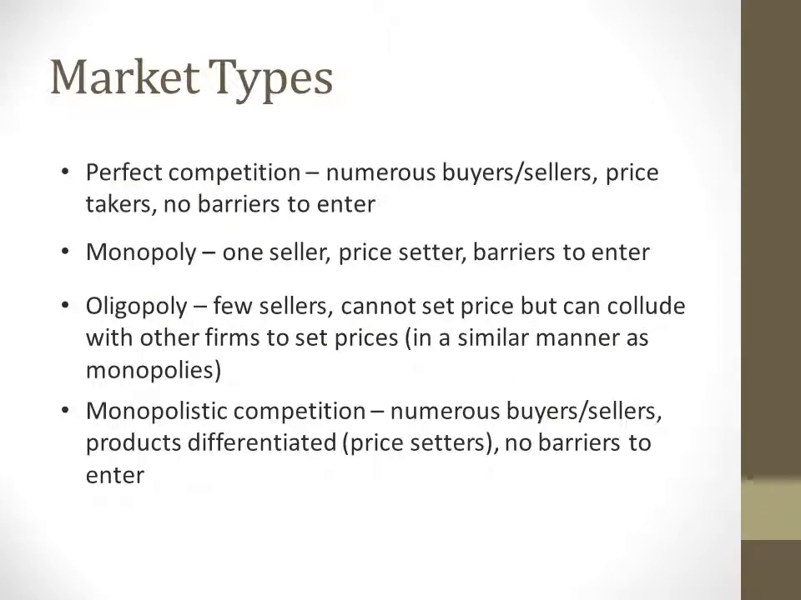Let's review some of the other market types we have covered in class. In a perfect competition, there are numerous buyers and sellers. This means that they cannot set the price on their own. Instead, they passively accept whatever the market price is. There are no barriers to entry in the market.